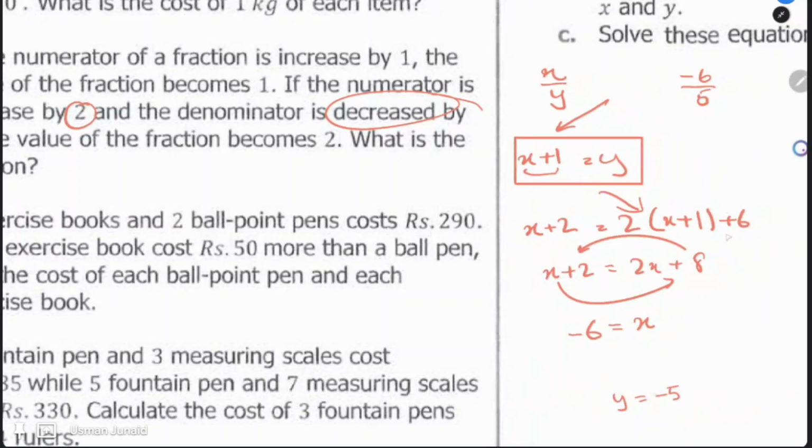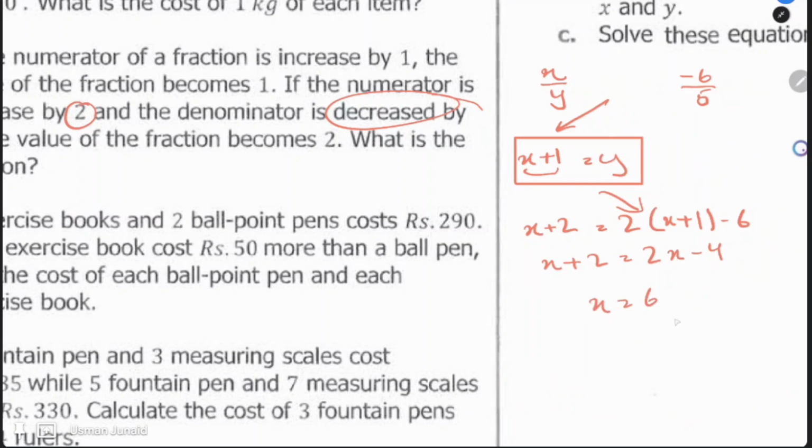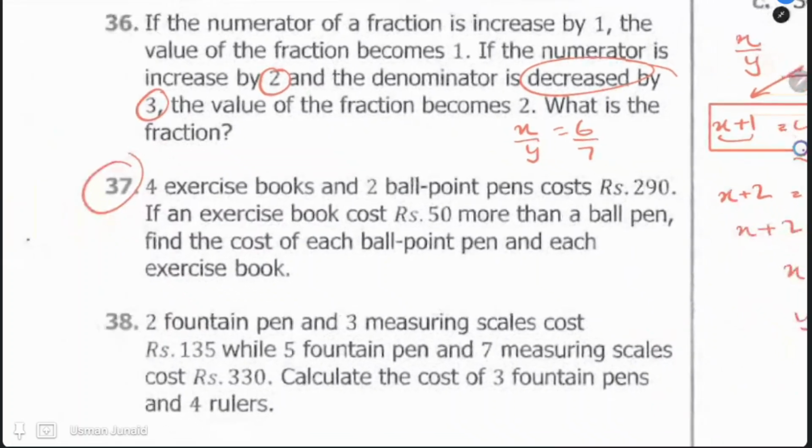Sorry, there's been a mistake. This is minus 6. Okay. So what you'll get is x plus 2 is equal to 2x minus 4, which will give you x is equal to 6. Okay. And then you can plug this value यहाँ पे, which will give you y is equal to 7. So the fraction x over y is 6 over 7. Okay. Try solving 37.